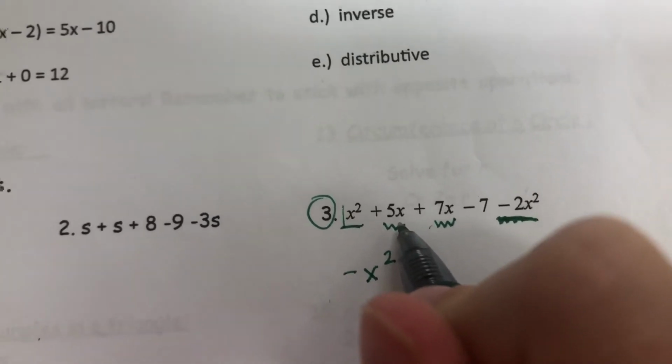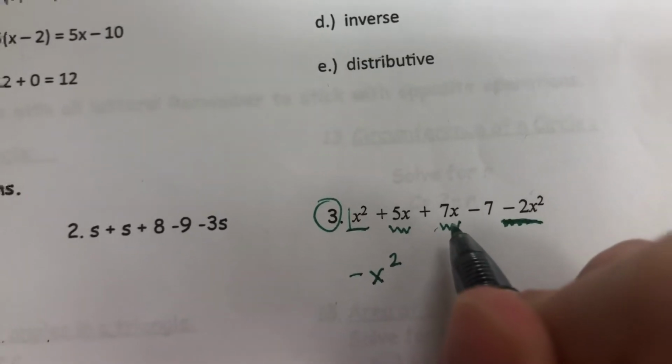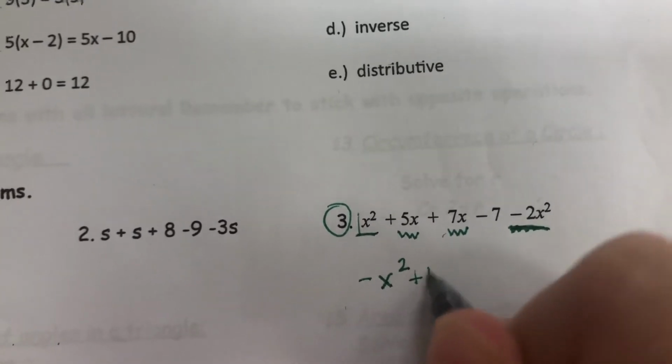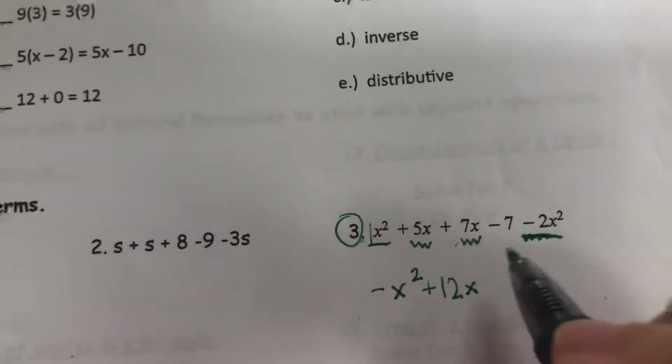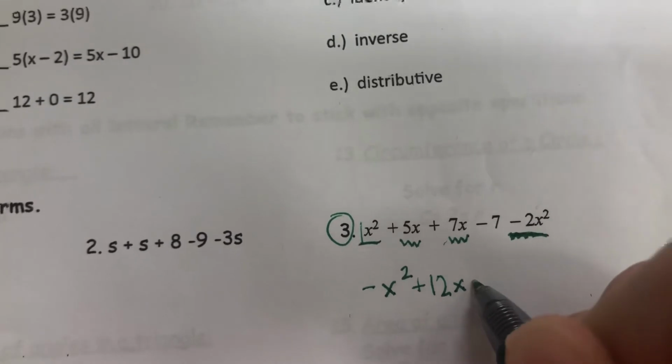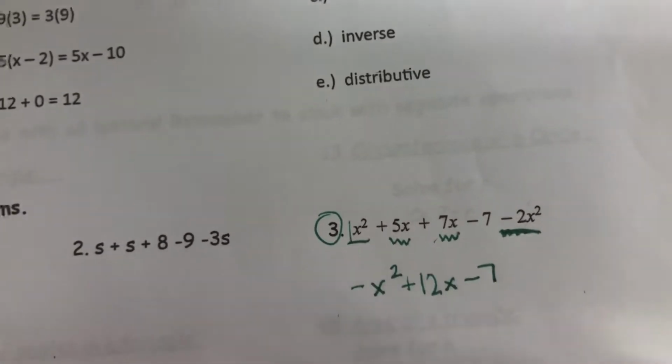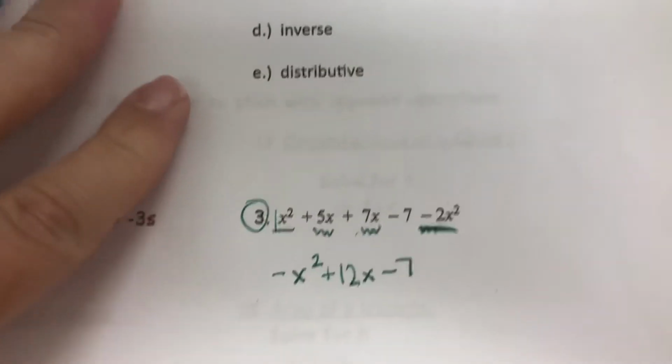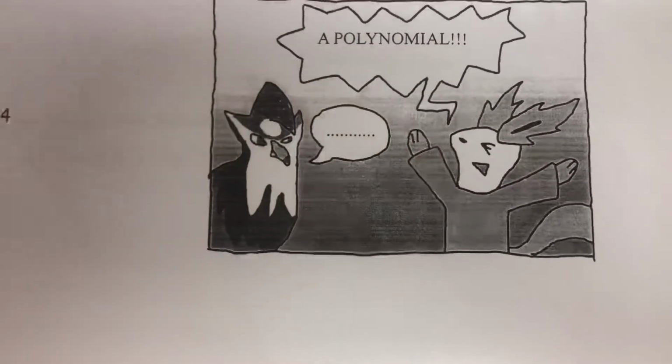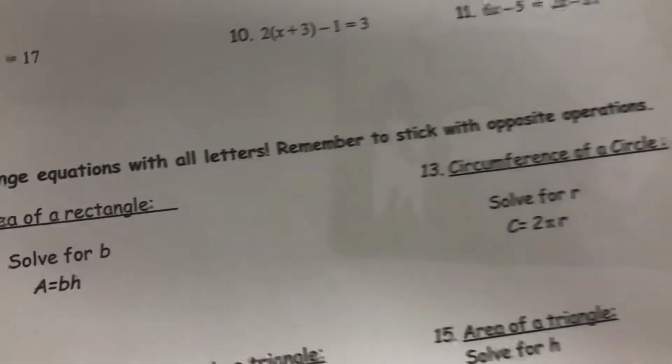Here I have 5 x's. I add 7 x's, so I have a total of 12 x's. And then here doesn't have a partner, so I just put minus 7. So that's how you combine like terms. Now we're going to go into distributing. Now remember, we're always going to combine like terms at the end if we distribute and we get like terms.